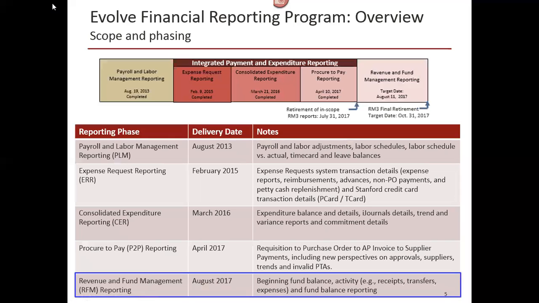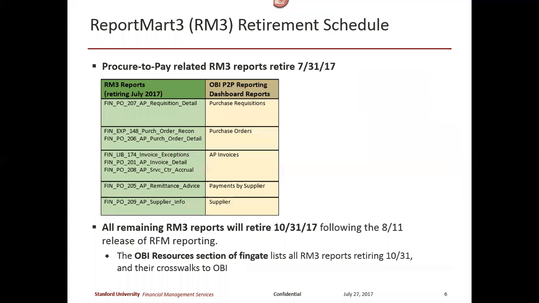Oh, I should say the most important thing: we're about to have revenue and fund management. When's that going live? August 11th. So everybody will have access on August 11th. Procure to pay, those are the 8 procure to pay reports. Almost nobody ran those in RM3. They were really hard. Most people have been looking at PO and Rec Query to get a lot of their information. Just a little push for procure to pay.